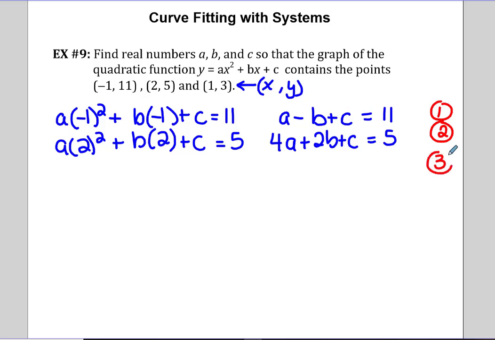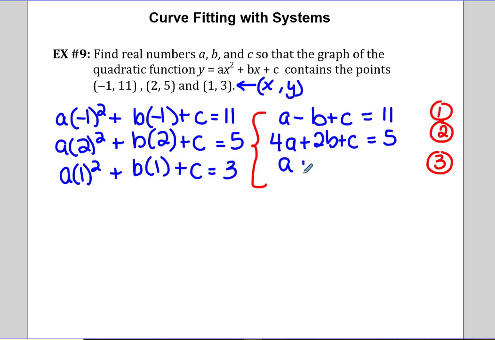And then finally, our third equation for this complete system is going to be using the points 1 and 3, or the ordered pair 1 and 3. So a times 1 squared plus b times 1 plus c has to be 3. And that equation is a plus b plus c is 3. So using those substitutions, we have a system of equations, and we should add equation 1 and equation 3.